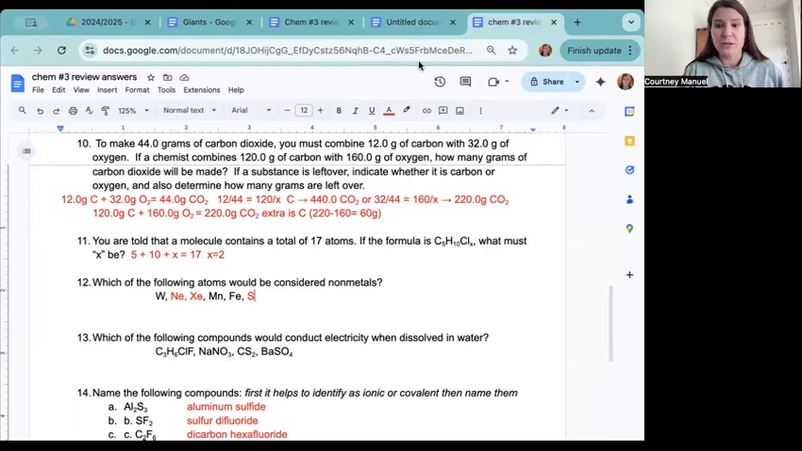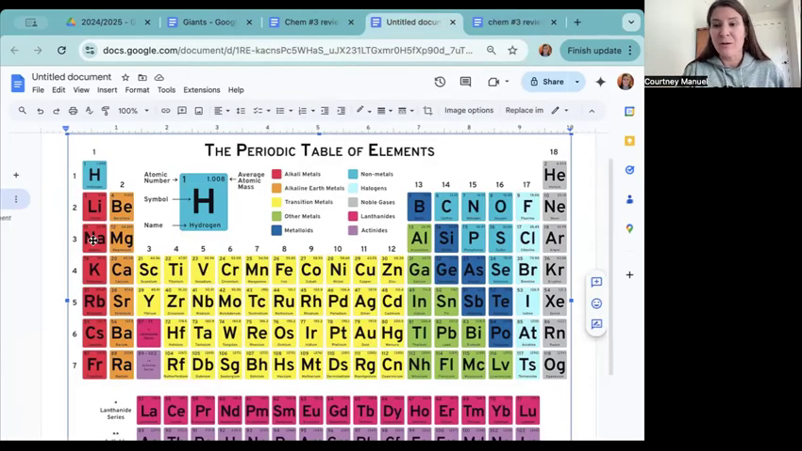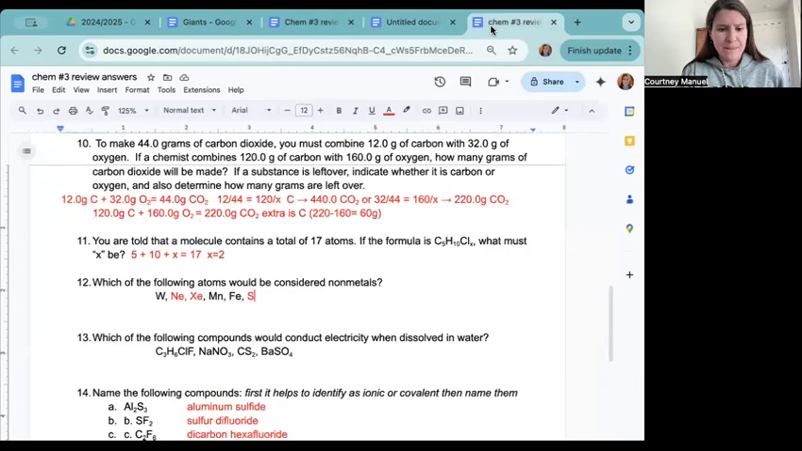Sodium, nitrogen, and oxygen. Let's go look. Sodium, we're already over here in the metals. Nitrogen, and what was the other one? Oxygen, I think. Yes, so that one would be ionic. So this one should show up.